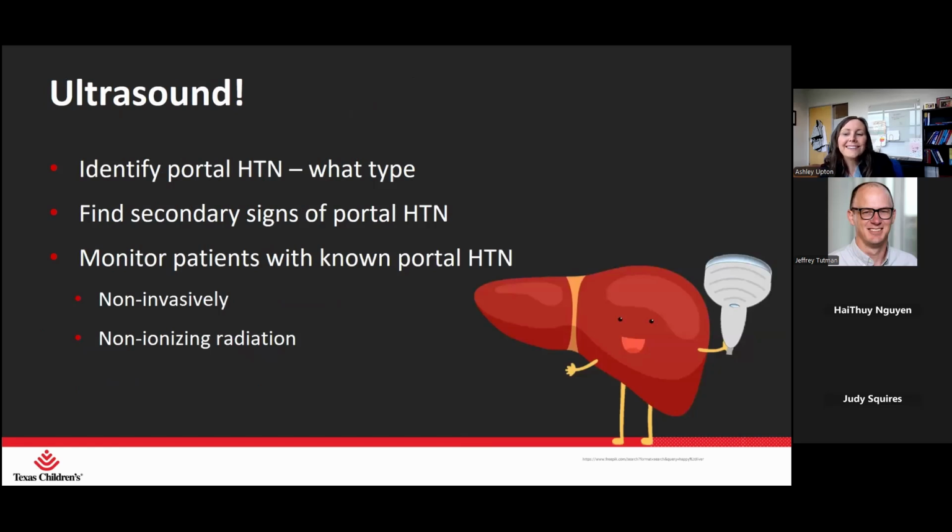Especially in the world of pediatrics, ultrasound can often identify patients with portal hypertension and even the type of portal hypertension that they may have, which we'll be discussing. We can find secondary signs of portal hypertension and know if it's clinically significant. And then we can also monitor patients with known portal hypertension. Using ultrasound helps patients potentially avoid invasive procedures like endoscopies and some with radiation like measuring hepatic venous pressure gradients.